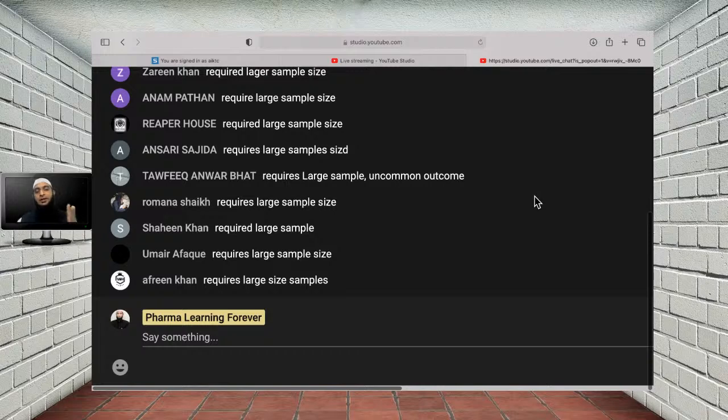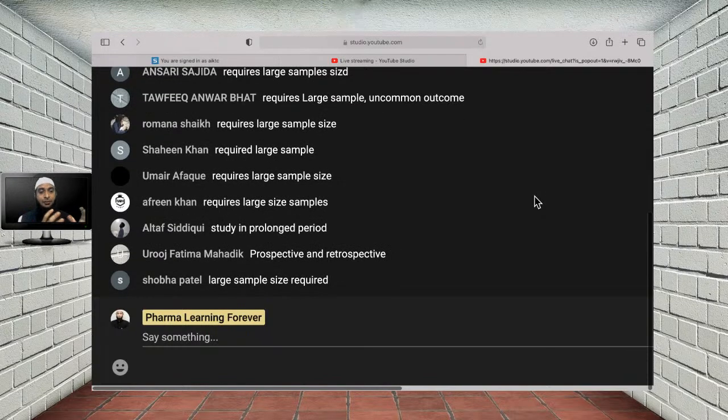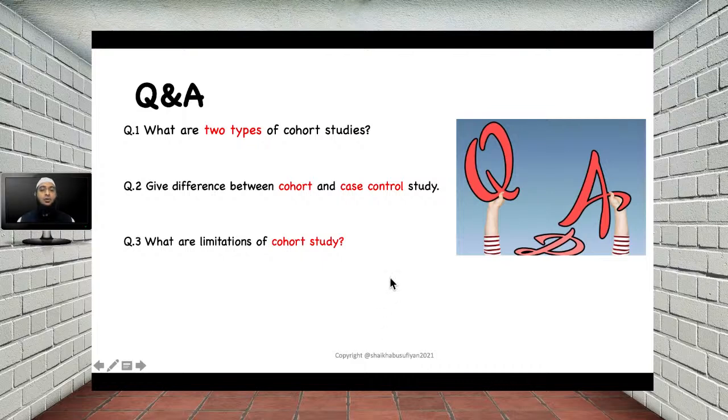So we have seen two limitations. One is the large sample size, so you need to do this study in many patients. So that is one problem. The second problem is that it takes more time to study the delayed effect of the drug. So that is the second limitation of the cohort study.